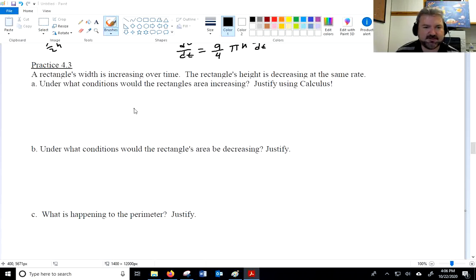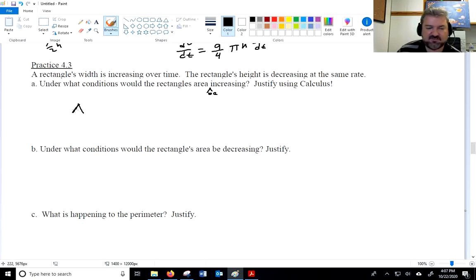All right, let's see how we did. A rectangle's width is increasing over time. The height is decreasing over time. Under what conditions would the rectangle's area be increasing? Sorry, I missed the word be. I tend to leave out little words sometimes.